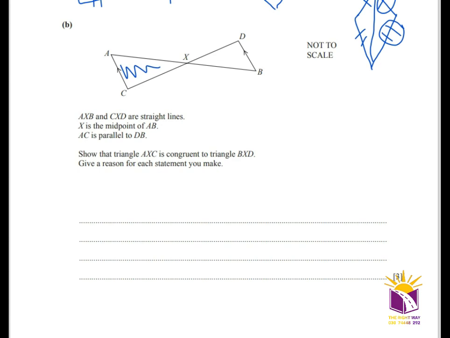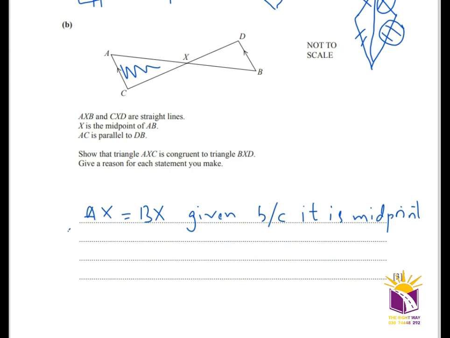Okay, first of all, AX is equal to BX, and this is given because X is the midpoint. And a midpoint divides a line into two equal parts. So AX is equal to BX.